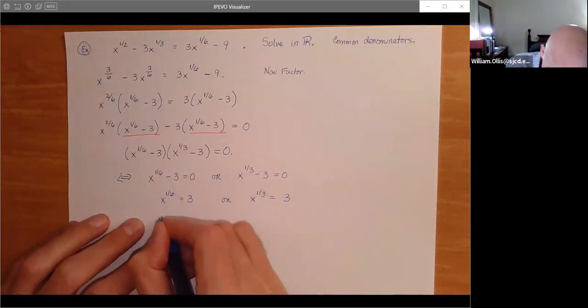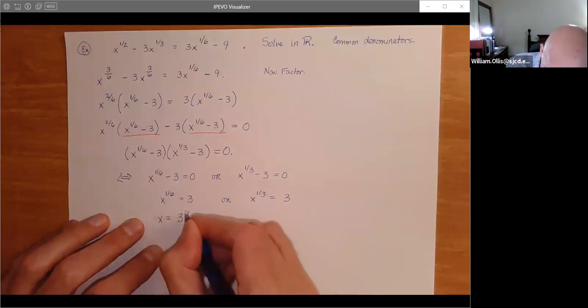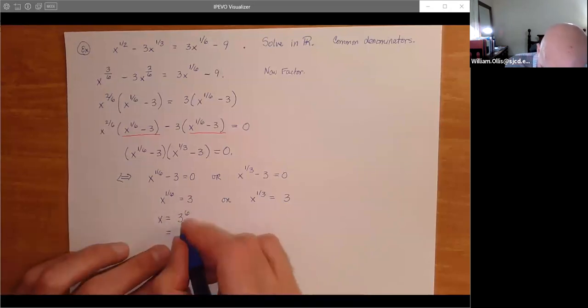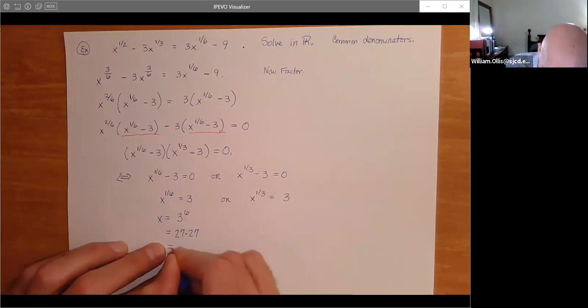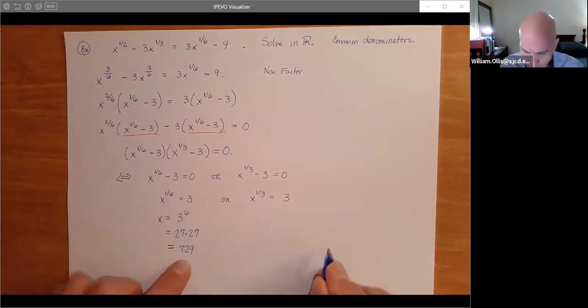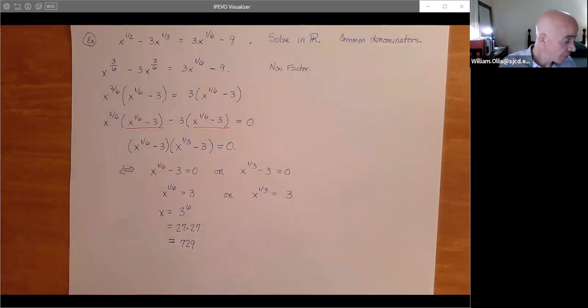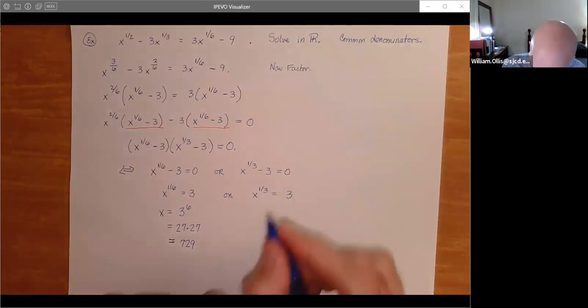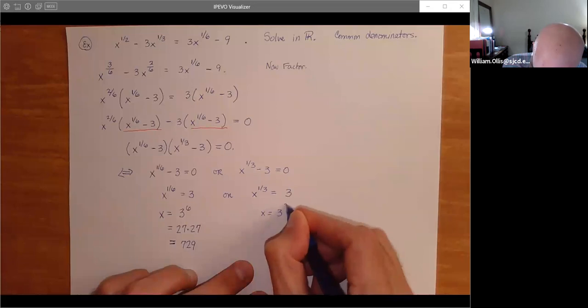So this is going to be x equals 3 to the 6th. But that's just going to be what? 27 times 27. And that's something that we know. That's actually 729. And I can show you how to compute that. I'll give you a little trick to compute that. And then I had something that I wanted to say here. Notice x, now when we cube both sides, will just be 3 cubed.